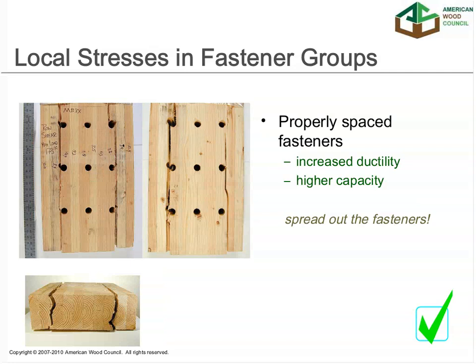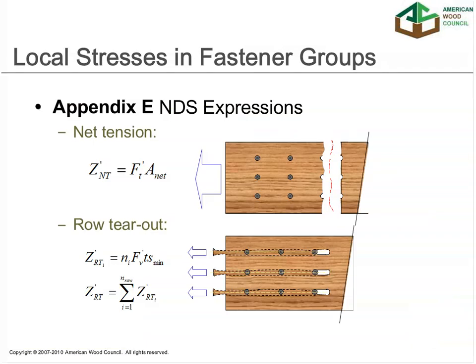The bottom line from the research is that the better connection is one in which the fasteners are spread out to the extent possible based on other limits in the NDS. This gives you increased ductility and higher capacity in the wood member. Again, there are two different things that we're dealing with here, and we'll talk specifically about connection design values in a little while in the seminar, but for now we're talking about the wood capacity around those fasteners or around that group of fasteners, and that's what Appendix E tries to address.